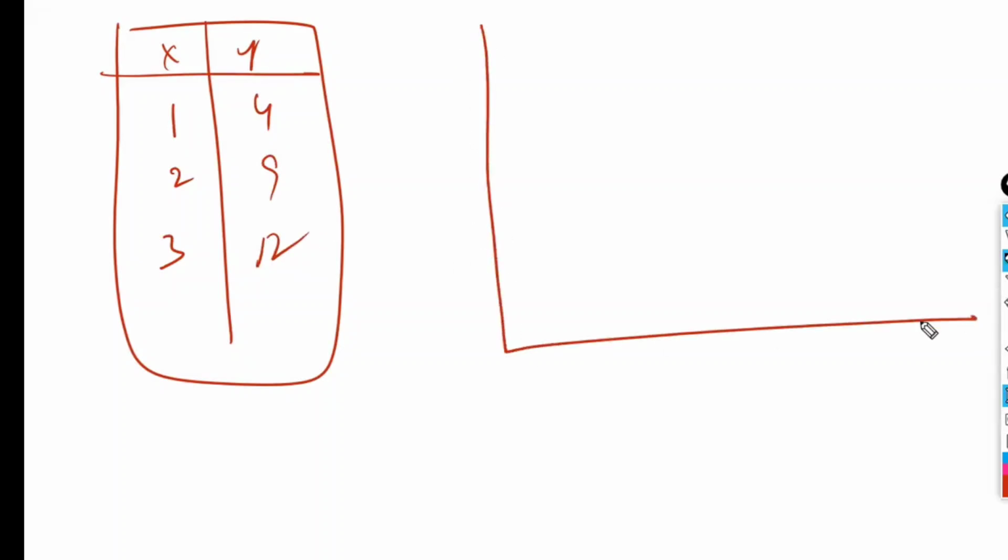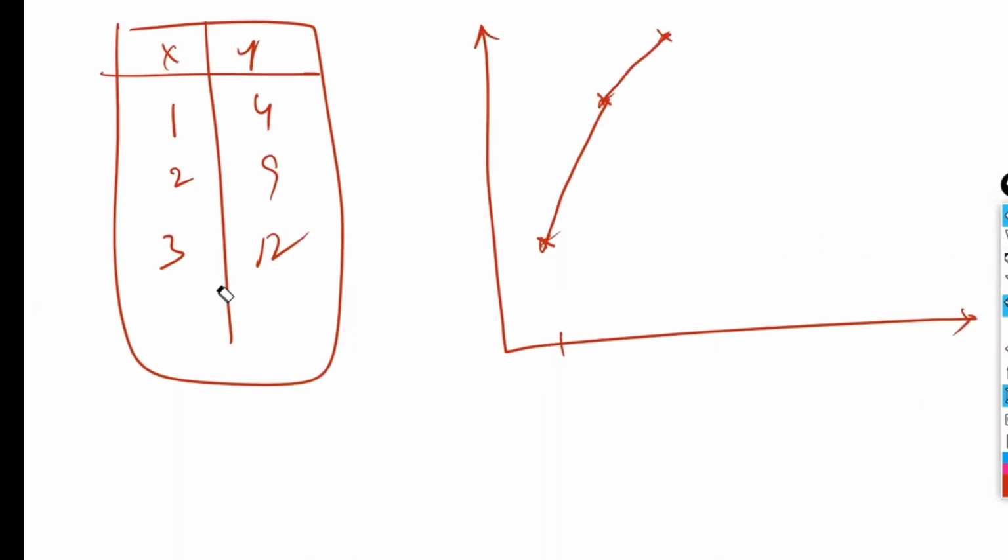Now, first you represent the same thing on the scatter plot. What is the scatter plot? 1, 4. This is 1, 4. 2, 9. This is 2, 9. 3, 12. This is 3, 12. This is the scatter plot. Now, what is meant by line plot? Whatever the first data point is, this is the first one, and this is the second one. So attach the first and second one, and from second to third one, you attach. This is called a line plot. If you attach the data points in sequential order, it is called a line plot.